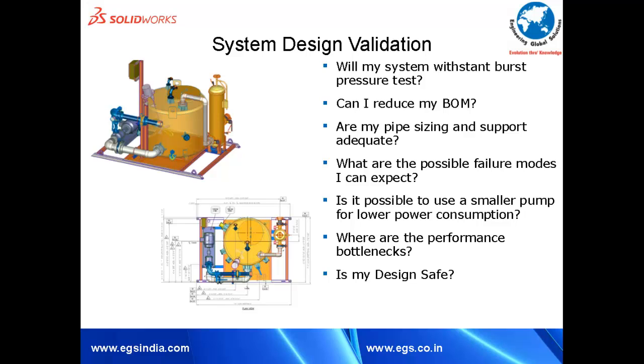We have had situations where titanium pipes are being used in slurry conditions and the pipes start vibrating and at any time they could break, leading to plant shutdowns. These need to be eliminated upfront. What are the possible failure modes I can expect? Is it possible to use a smaller pump for a lower power consumption? Small things are beautiful, right? Where are the performance bottlenecks? Is my design safe? In all these reliability considerations, system design validation becomes a must.